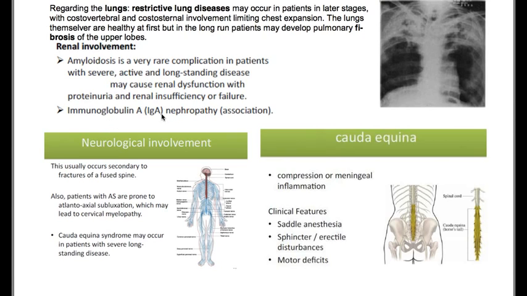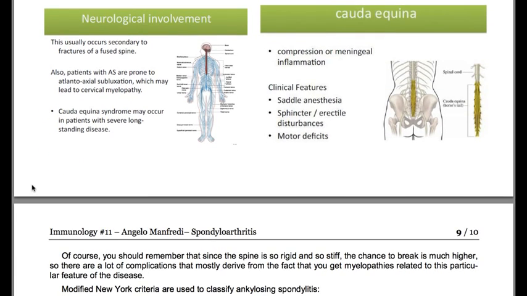We also have an association with IgA nephropathy. We also have neurological involvement, which usually occurs secondary to fractures of a fused spine. Also, patients with ankylosing spondylitis are prone to atlantoaxial subluxation, which may lead to cervical myelopathy. Cauda equina syndrome may occur in patients with severe long-standing disease. Cauda equina clinical features are saddle anesthesia, sphincter and erectile disturbances, and motor deficits.